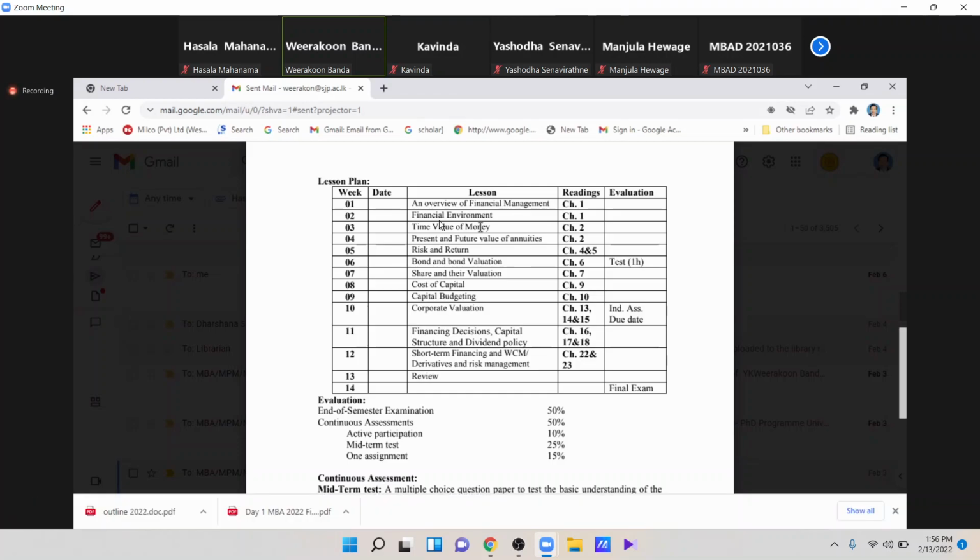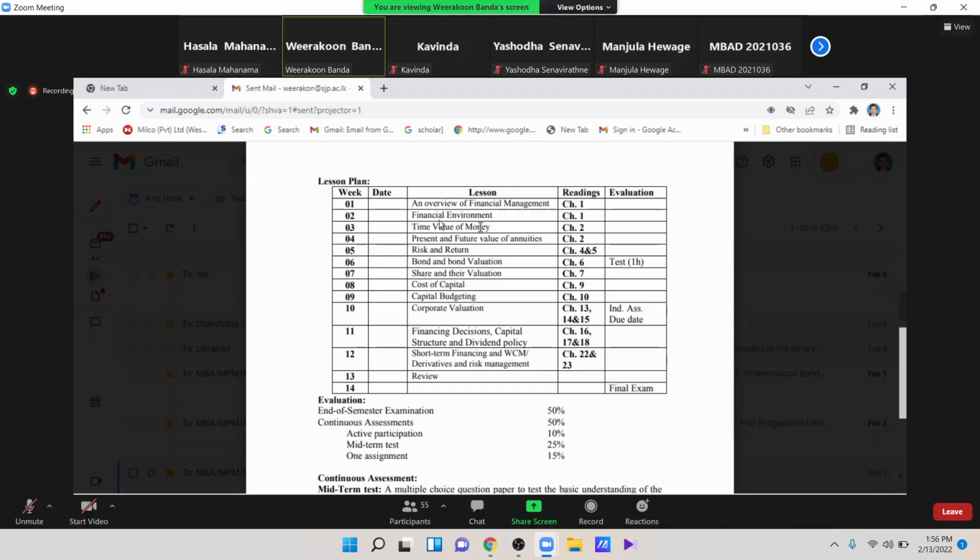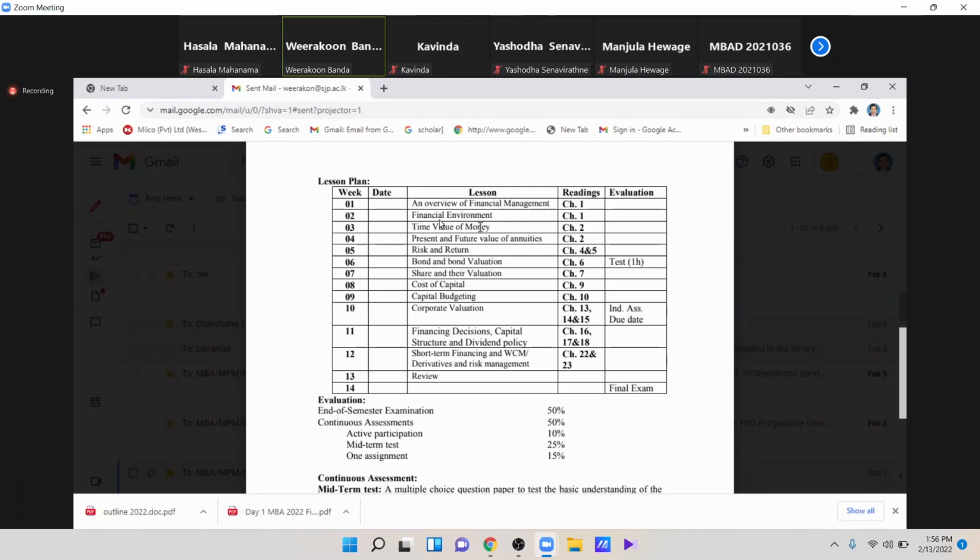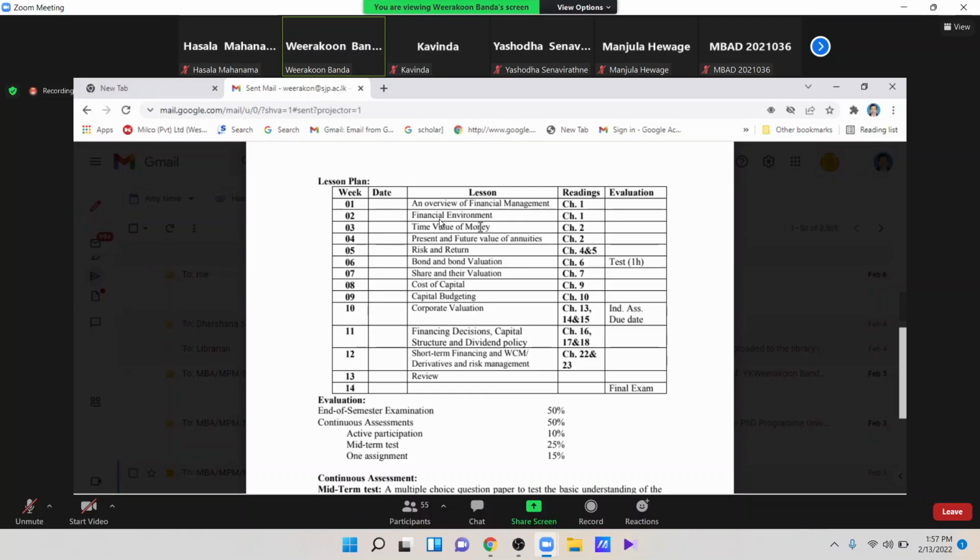Then every time we observe the share and bond valuations. As an investor, you observe whether the market gives a fair price for the equity shares and the debt capital or debentures, the company's instruments. For that purpose, we need bond valuation and share valuation.